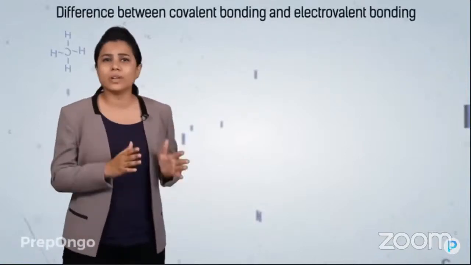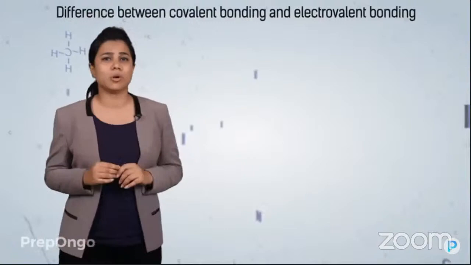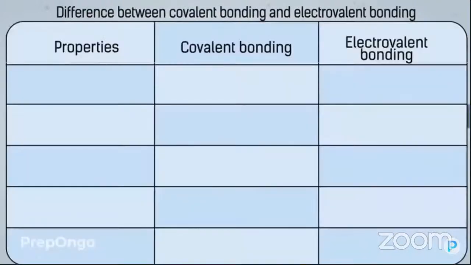But first, let's draw a clear difference between covalent bonding and electrovalent bonding by studying them in a difference table. Now we have 3 columns. The first column is properties, the second is covalent bonding, and the third is electrovalent bond.